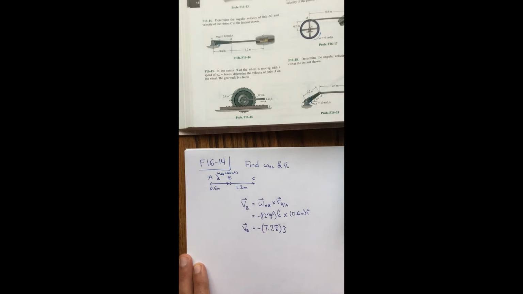Now I have two things I want to find. I want to find the angular velocity of link BC and the velocity of the piston. Well, this is in the section for the instantaneous center of zero velocity. So I want to use that in this problem. So I want to find where the instantaneous center of zero velocity is when I look at link BC.